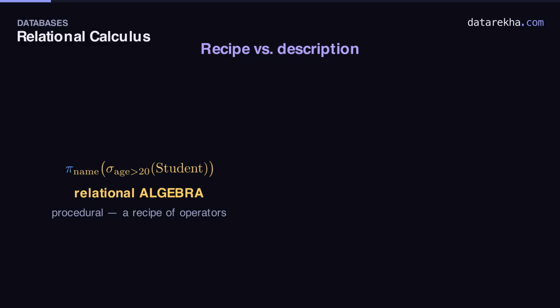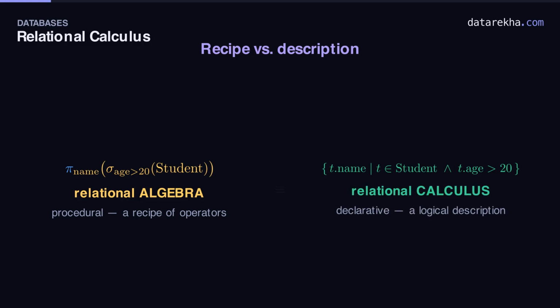Relational algebra, which we met earlier, is the recipe, a chain of operators that says how to compute the answer step by step. Relational calculus is the description. It says only what the answer tuples must look like: the set of rows whose name we want, where the student is older than 20, and lets the system find them. This declarative style is the one SQL grew out of. Same result, different thinking.